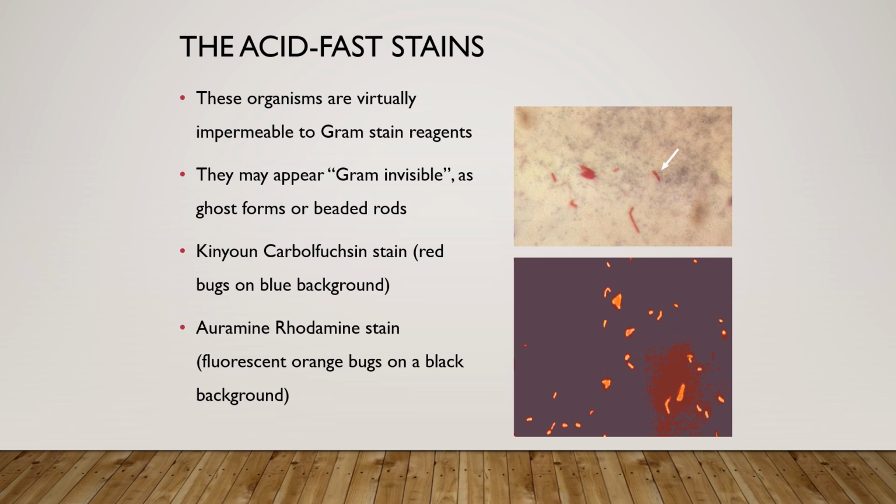The auramine rhodamine stain is a stain that takes about 20 to 30 minutes or so. It is a fluorescent stain and it's much more sensitive than the Kinyoun carbolfuchsin stain. A minimum of 300 oil immersion fields should be examined. With the Kinyoun carbolfuchsin stain, the organisms look red or pinkish on a blue background, and with the auramine rhodamine stain using a fluorescent microscope, the organisms appear fluorescent orange on a black background. According to CLSI, the Clinical Lab Standards Institute, stains have to be reported within 24 hours of order by the doctor.